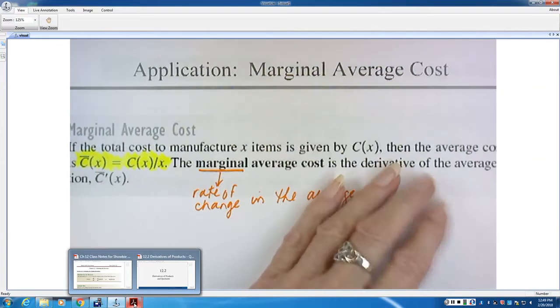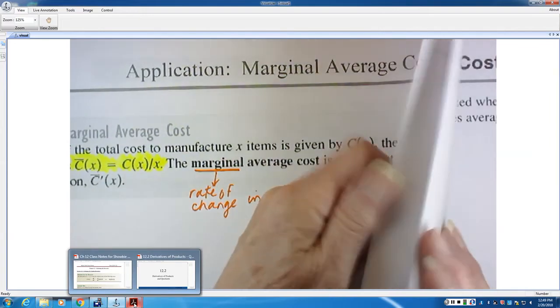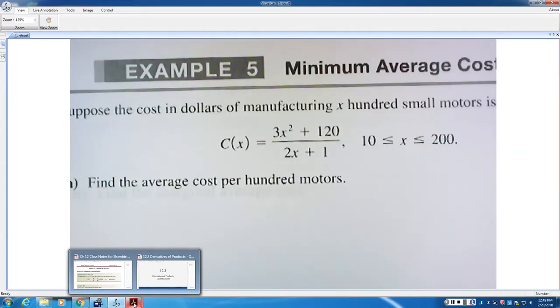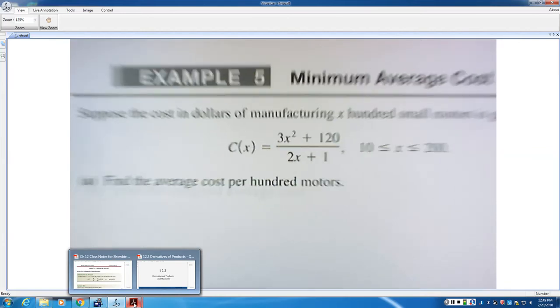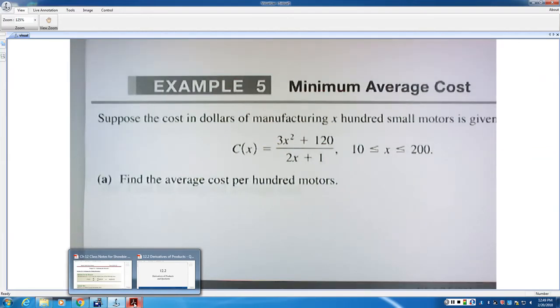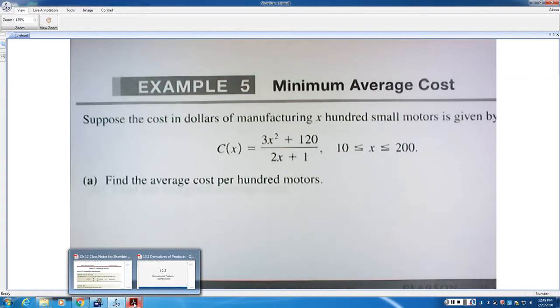Which means the rate of change of cost is not going to be the same throughout your entire production. So here's a much more realistic cost function. Now, I'm not going to teach you how to find cost functions. That gets into another whole course called mathematical modeling. But they used information to come up with this equation to tell you how your cost works for this particular item, which happens to be small motors.